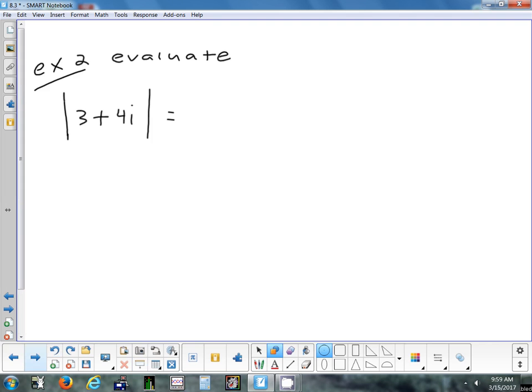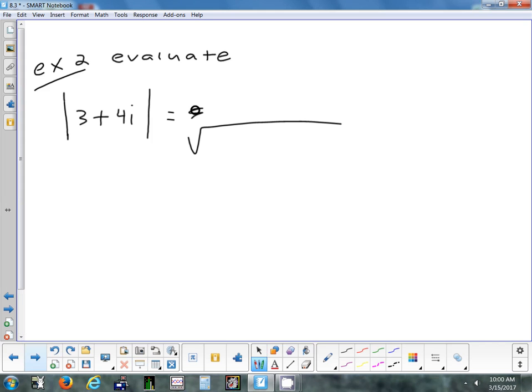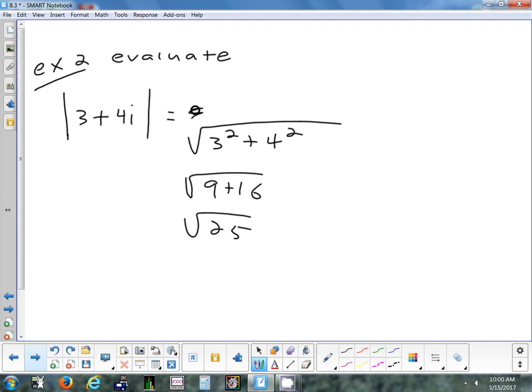Okay, so let's try to find the absolute value of 3 plus 4i. So it's the square root of 9 plus 16, which is 25. So 3 squared is a squared, 4 squared, that's b squared. 9 plus 16, somebody just said that. Add them up. You get square root of 25, which is 5. That's the absolute value of 3 plus 4i. Okay, any questions on that?